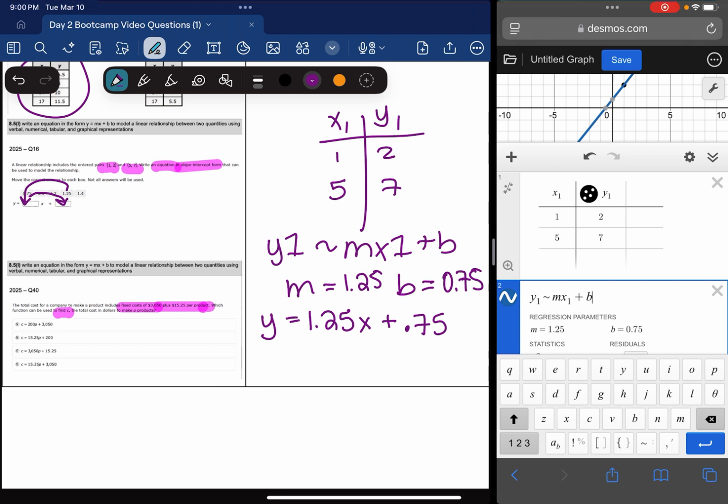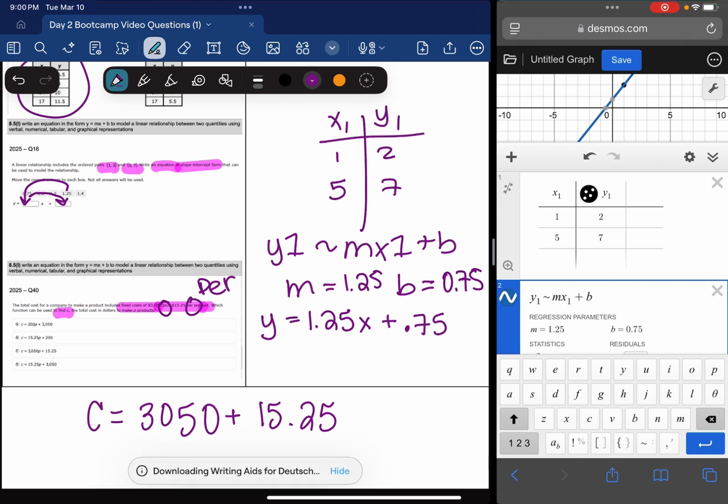Okay, so we're looking for C, so C equals, and then it gives us a cost of $3,050 plus, the word plus right here, 15.25 per. There's that keyword per, which means that this is my slope. So this will have the variable next to it. In this case, the variable is P. Tells me right here.